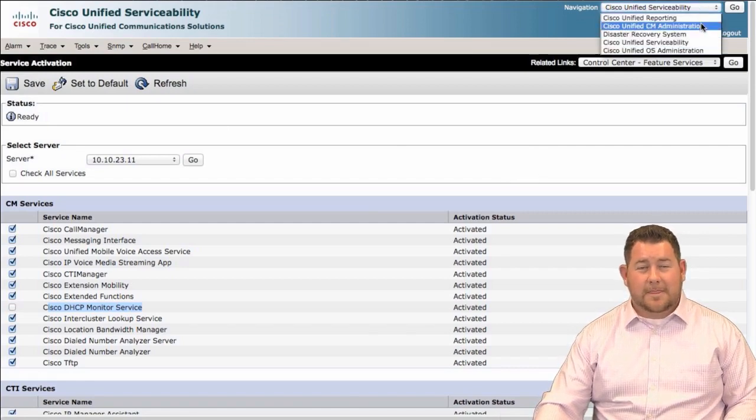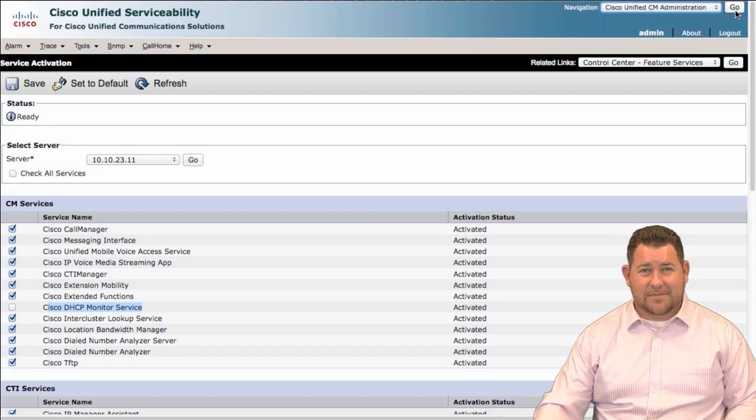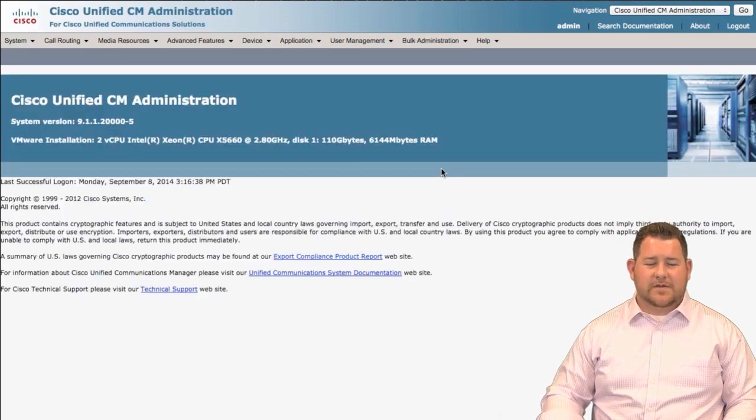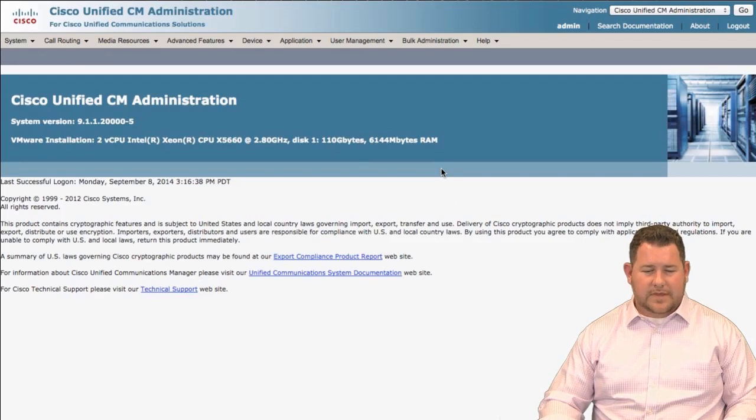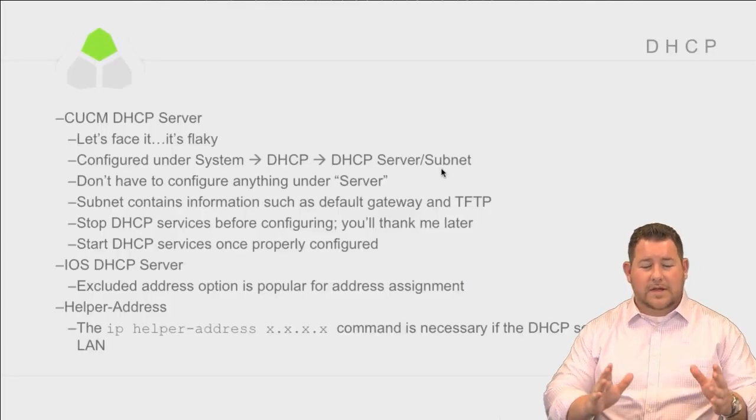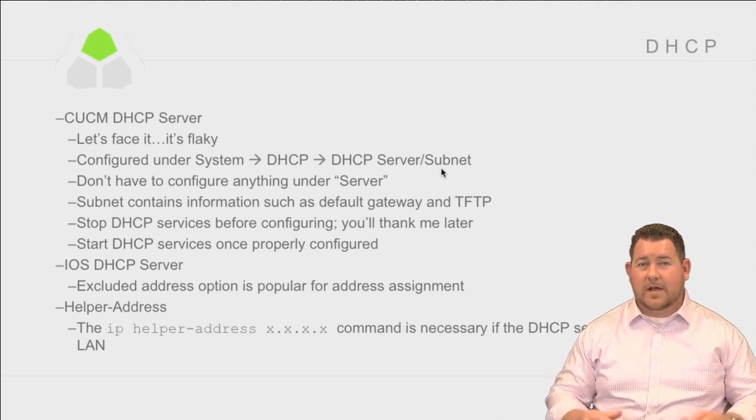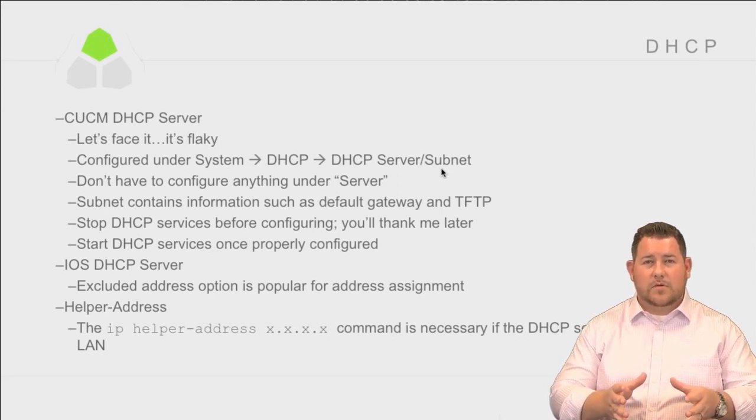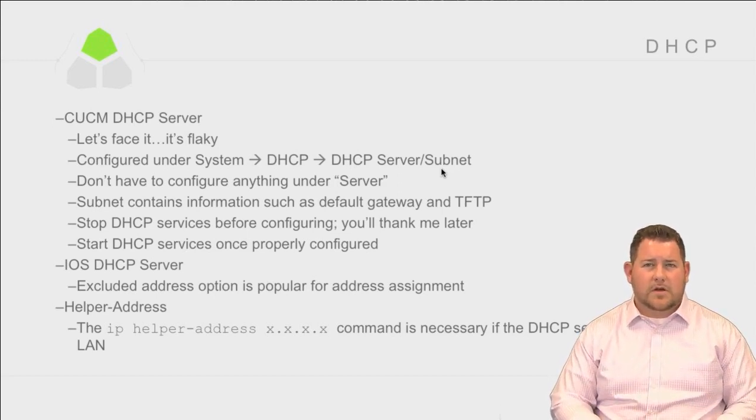So I just wanted to make sure I emphasize that point very clearly because it can make you lose a lot of time if you don't do that correctly. So make sure that service is shut down, and then from there we're going to actually configure our scope. So, and I'll show you how to do that here in a minute, but let's go back to the slides for now. So it is configured under the System, DHCP, and DHCP Server and Subnet menu, and you can configure it within the Subnet menu, or I'm sorry, the Server menu almost completely.